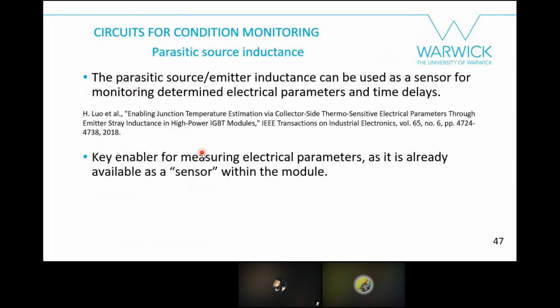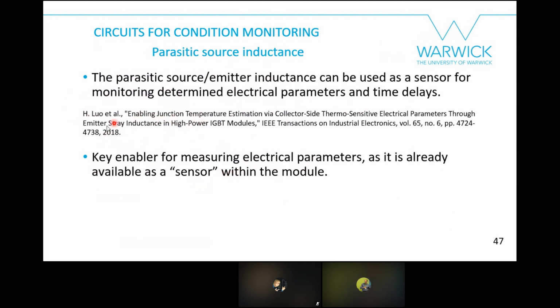Thanks. Now I would like to highlight that I presented a lot of parameters, and in some of them you probably noticed that the parasitic source inductance was key. It was a key sensor for monitoring determined parameters. It can be used for monitoring delays, and for monitoring the degradation of the wire bonds. So that's a key parameter for monitoring degradation and electrical parameters. I would say that's a key enabler for condition monitoring. It is a sensor that is already in your module.